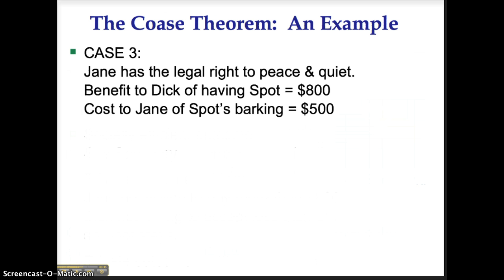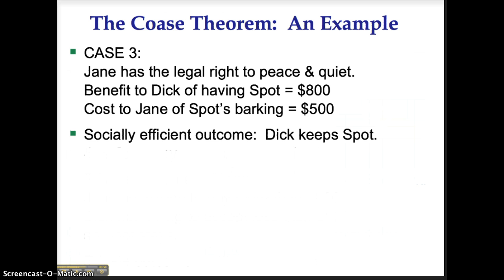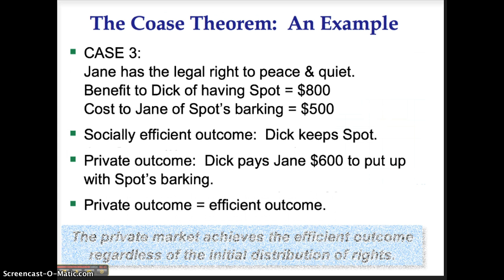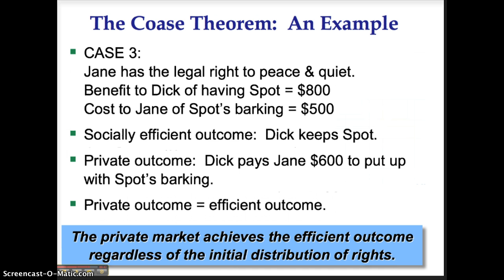Let's look at case 3. Jane has the legal right to peace and quiet. The benefit to Dick of having Spot is $800, and the cost to Jane of Spot's barking is $500. The socially efficient outcome is for Dick to keep Spot. The private outcome is Dick pays Jane $600 to put up with Spot's barking. Again, the private outcome is the same as the socially efficient outcome. The lesson from all three cases is the private market achieves the efficient outcome regardless of the initial distribution of the rights.